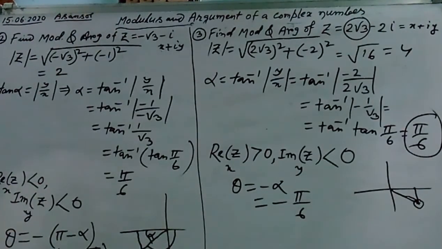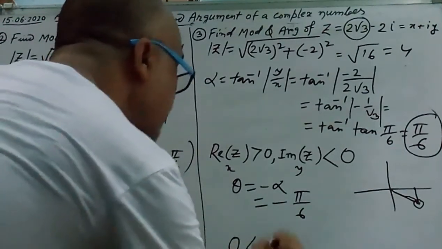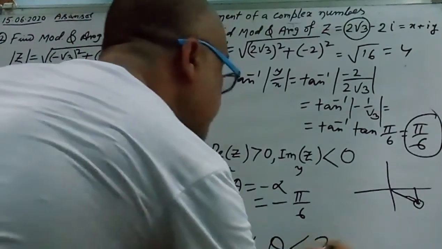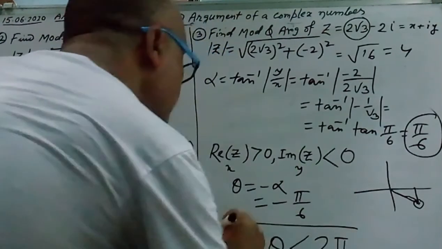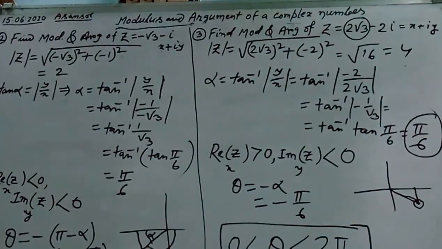Please remember that this theta must lie between 0 and 2 pi. That is, 0 is less than or equal to theta, and theta is always less than 2 pi. We have to keep this in our mind.